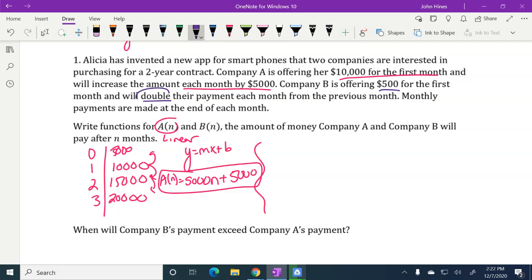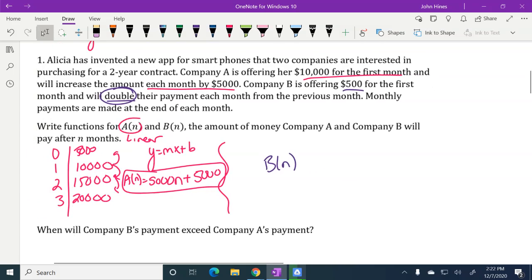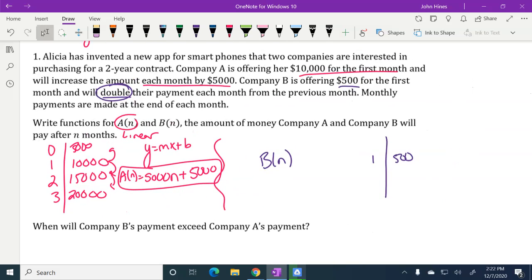Whereas B had this doubling pattern. So B of n is going to be an exponential function. They're only paying her $500. On month 1 over here, she's getting 500. The second month, though, it doubles. The next month, that doubles. The month after that, that doubles. So notice this is an exponential function because I have that repeated multiplication occurring there.